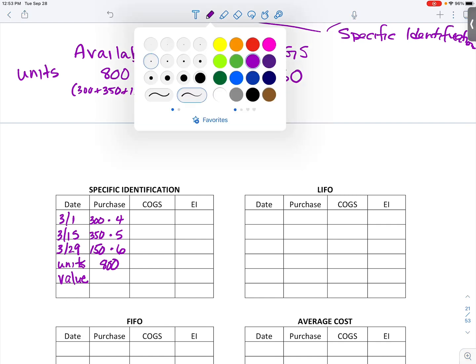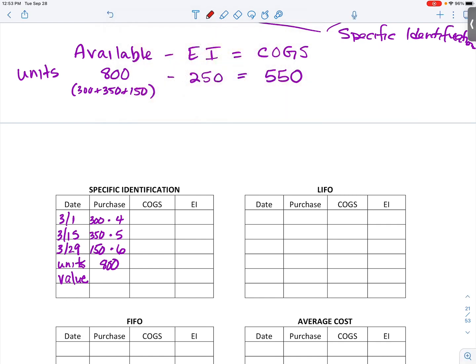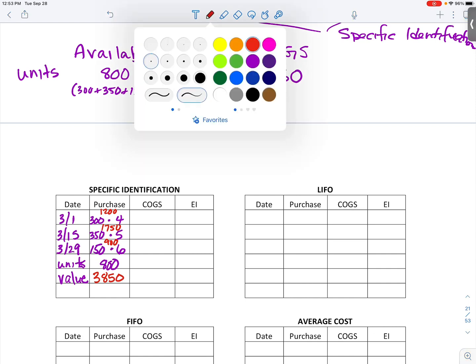So if I take 300 times 4, that's 1200. I take 350 times 5, that's 1750. And 150 times 6 is 900, giving me a total value of 3850. Again, important to know these numbers and to start off with that.